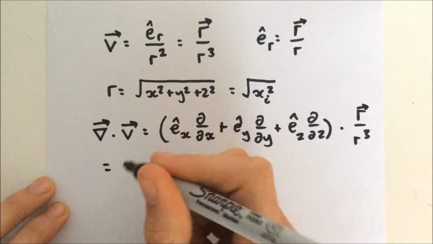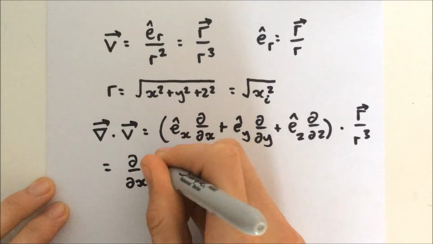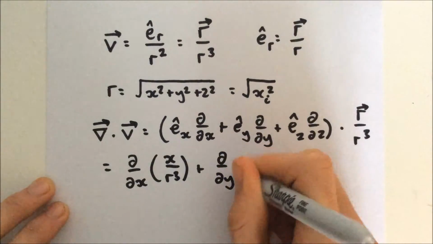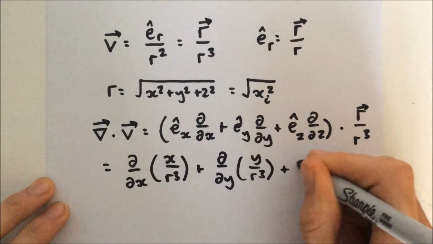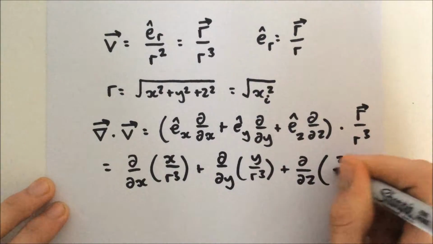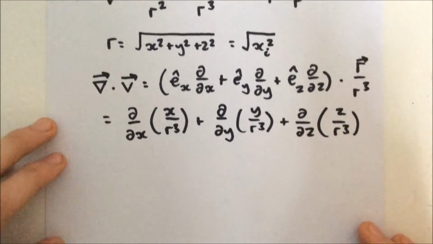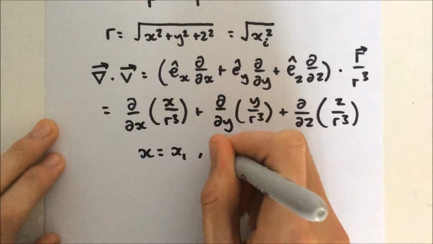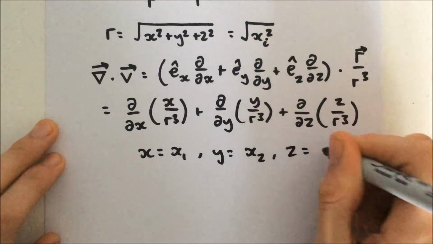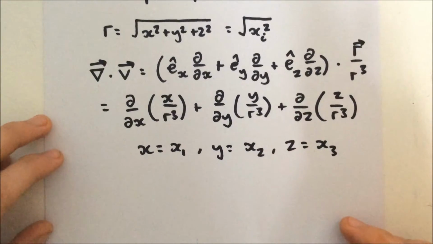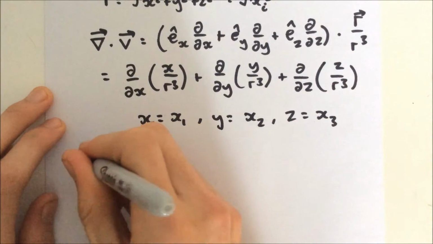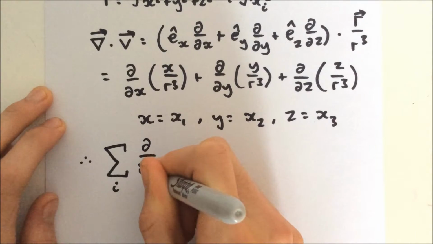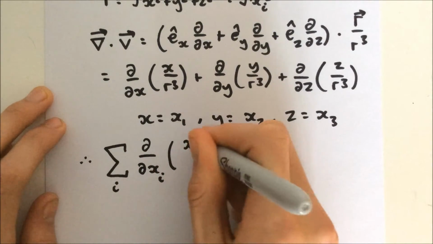Expand this and we get the partial derivative with respect to x of x over r cubed, plus the partial derivative with respect to y of y over r cubed, and finally the derivative with respect to z of z over r cubed. Now we simplify by saying x is x1, y is x2, and z is x3. This allows us to use summation. Therefore we can write the sum over i of the partial derivative with respect to xi of xi over r cubed.